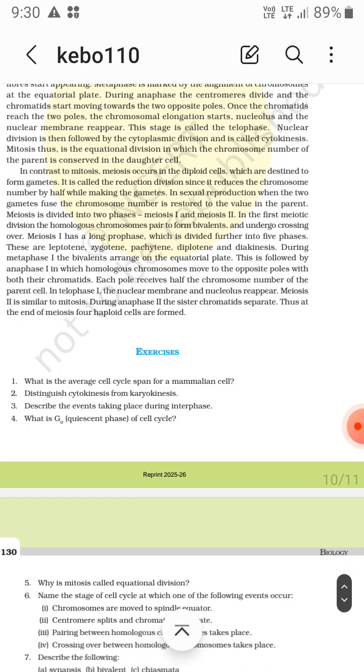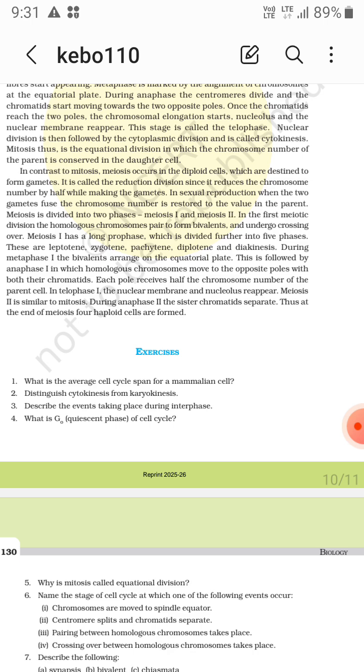In contrast to mitosis, meiosis occurs in the diploid cells which are destined to form the gametes. It is called the reduction division since it reduces the chromosome number by half while making the gametes. If the parent is 2n, the progeny gets n. In sexual reproduction, when the two gametes fuse, n and n get fused, and the chromosome number is restored to 2n, the same as the parent.